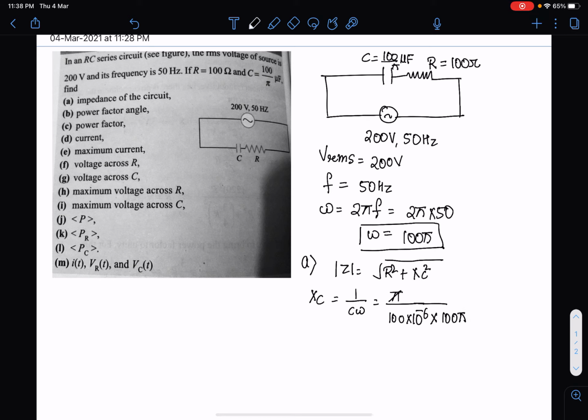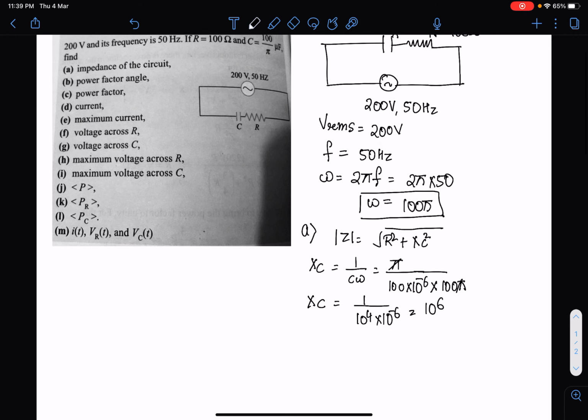So from here you can cancel pi. So the value of XC that you will write here is XC equal to 1 divided by 100, so 10 to the power 4 into 10 to the power minus 6. So this you can write as 10 to the power 6 divided by 10 to the power 4. So basically it is 100, right? So the value of XC that we calculated is 100 ohm, right? Means this capacitive reactance is 100 ohm.